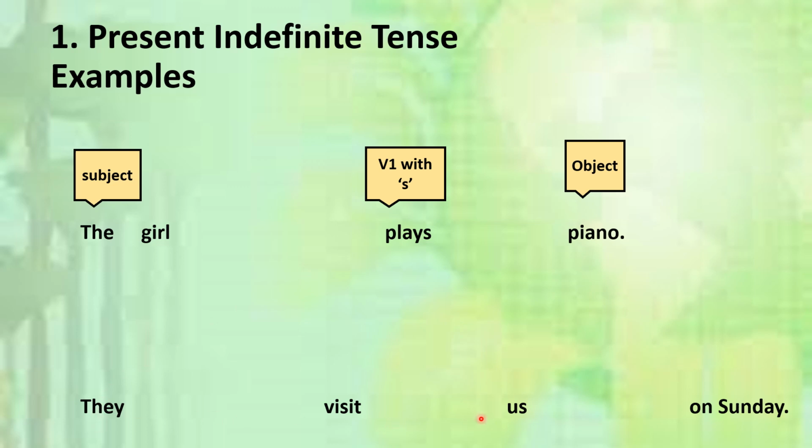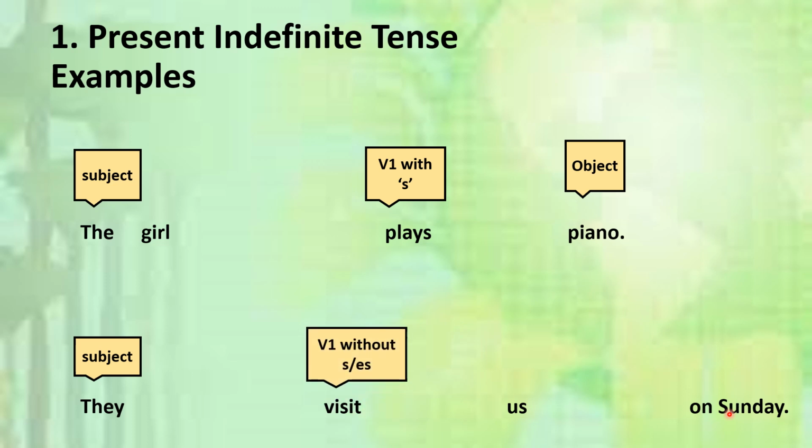They visit us on Sunday. They is our subject and it is plural subject. And I have told you earlier that with plural subjects, we do not add s or es with the first form of verb. So we simply wrote visit. Us is our object. On Sunday is the extension.